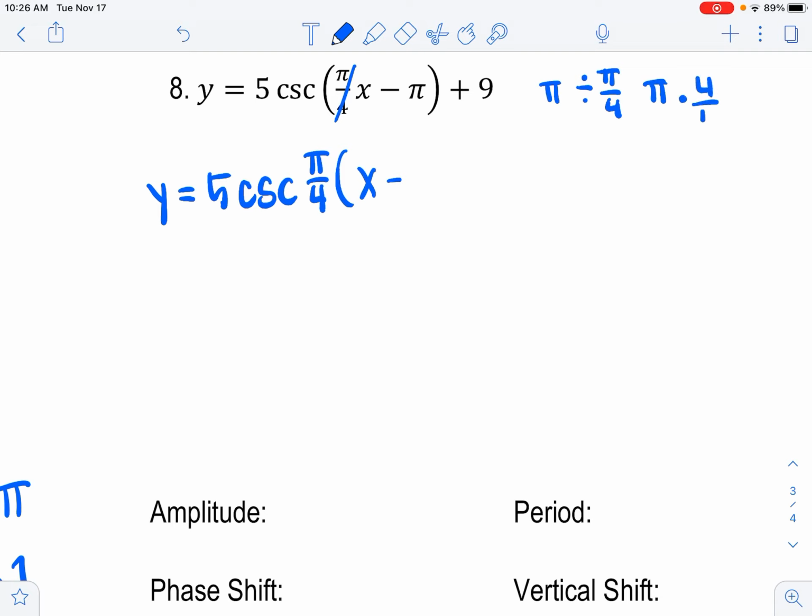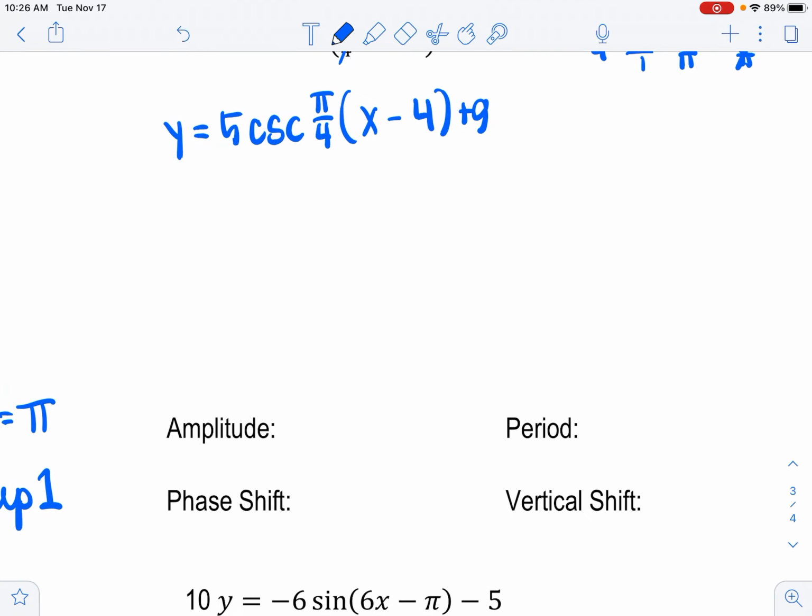I don't divide by fractions, so instead I'm going to multiply by the reciprocal. Okay? So remember, you can put this over 1. You got 4 pi over pi. The pi's cancel, so it's just 4. And then plus 9.